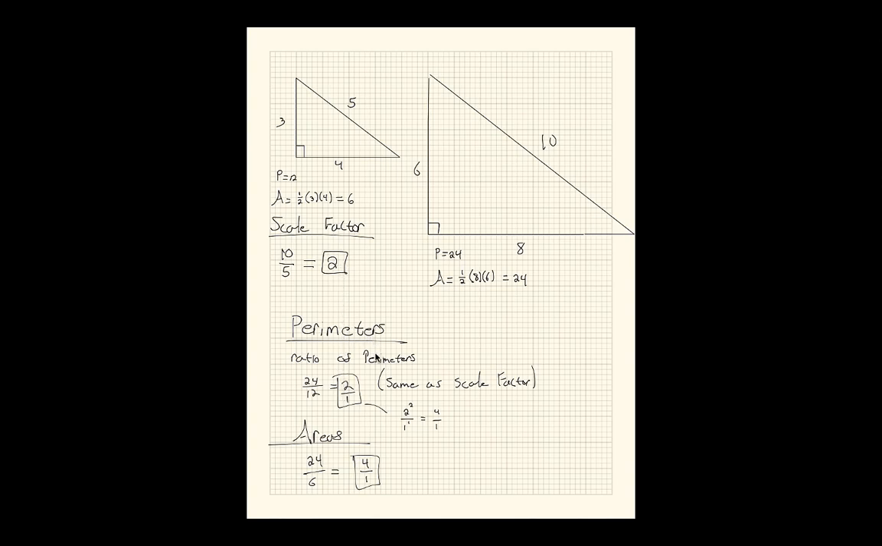And then if you want to find the ratio of their areas, that ratio is: take the ratio of the perimeters, or their scale factor, and square it. That gives you the ratio of their areas. And we're going to use that to set up some proportions. We probably won't do any with proportions till tomorrow.